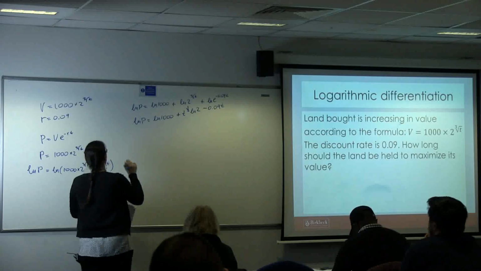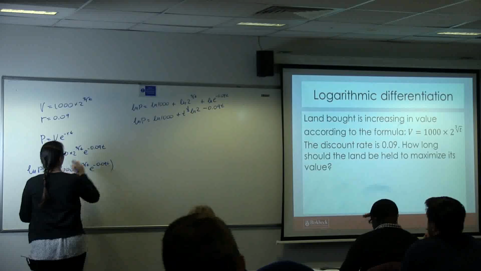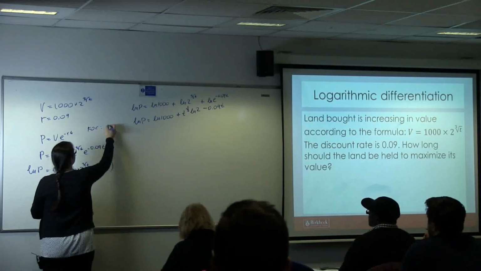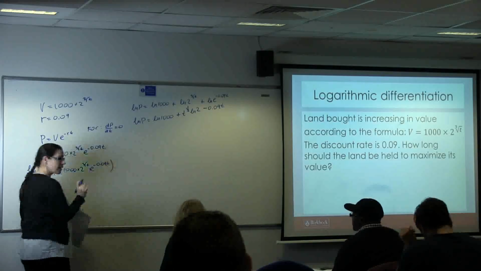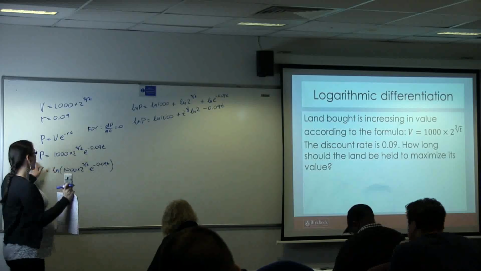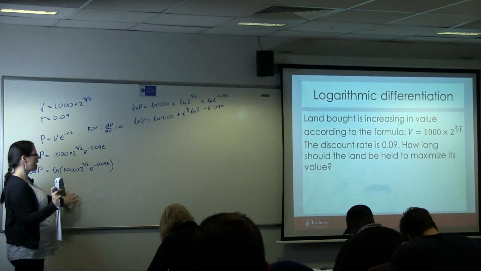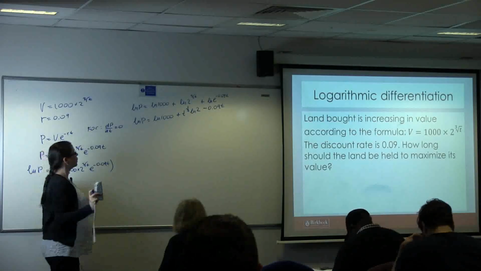Now, your first order condition for the original maximization problem is dp/dt being equal to 0. That is your goal to get to. Remember, if we went to here, differentiating it would end up with a too complicated function. It would be quite difficult to solve.